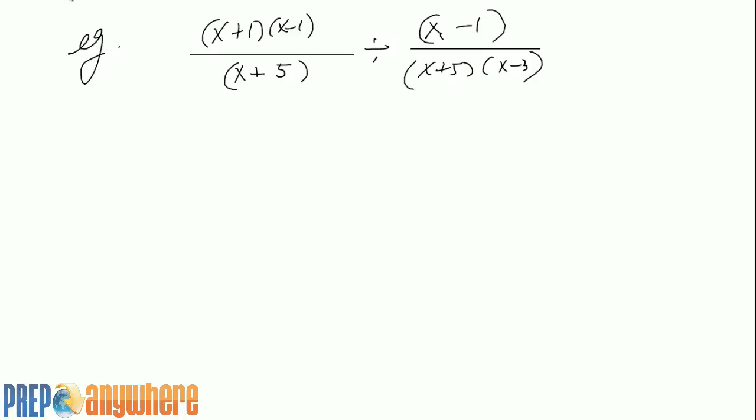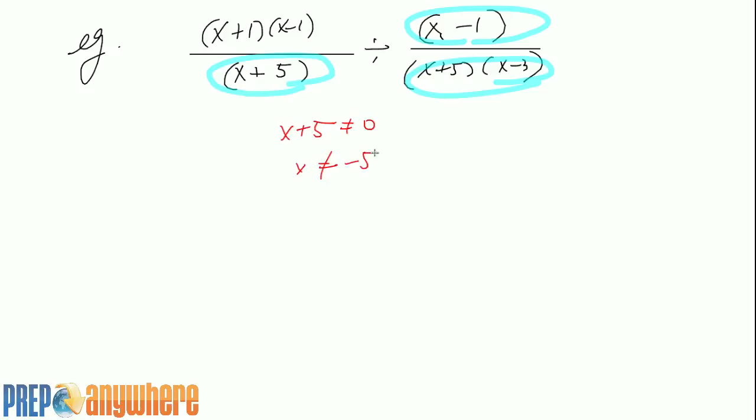Okay, so here we have a division example. From our discussion just before, we know that both of these expressions cannot be 0, right? Because something goes wrong then. It becomes undefined. From the fact that x plus 5 cannot be 0, we get the condition that x cannot be negative 5. From the condition that x minus 1 cannot be 0, we get x cannot be 1.